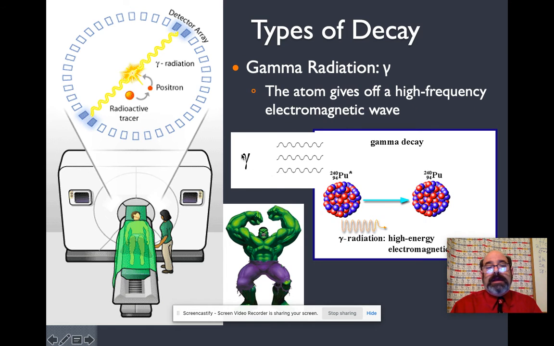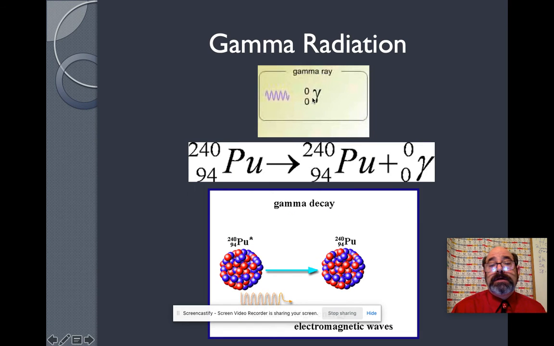Next, gamma rays. Looks like a little fishy or sometimes a Y squiggly down. The Hulk. And it's not a particle. It's actually electromagnetic radiation, so a wave. And notice the atom doesn't change. So here we go. Notice it's 0, 0, no mass, no protons. It's just a wave. So when you see the equation, notice 240 goes to 240 plus 0. 94 goes to 94 plus 0. It doesn't change the element. So it's really easy to spot a gamma radiation because the element doesn't change.